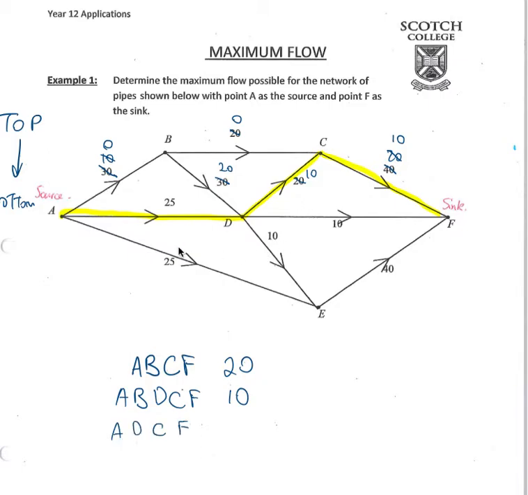And then what is the most fluid we can push through this? 25, 10, or 10. The most we can push through is 10. We deduct 10 off the network. And then we consider the next path.